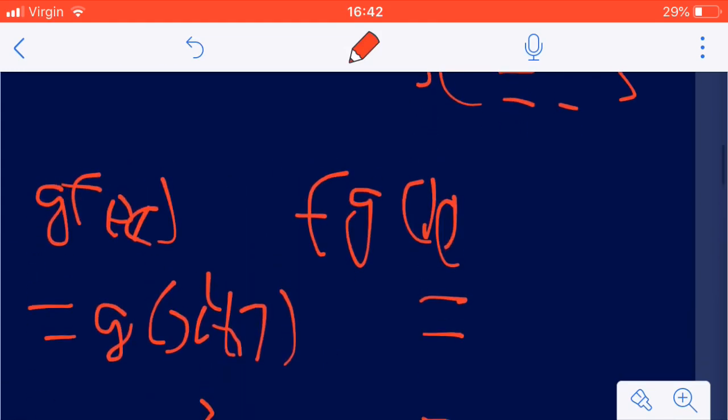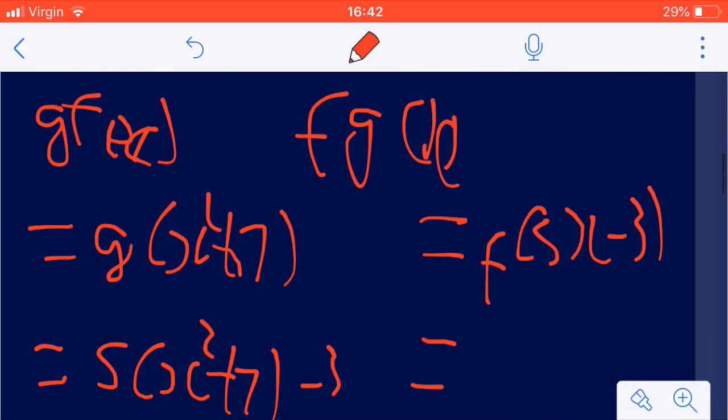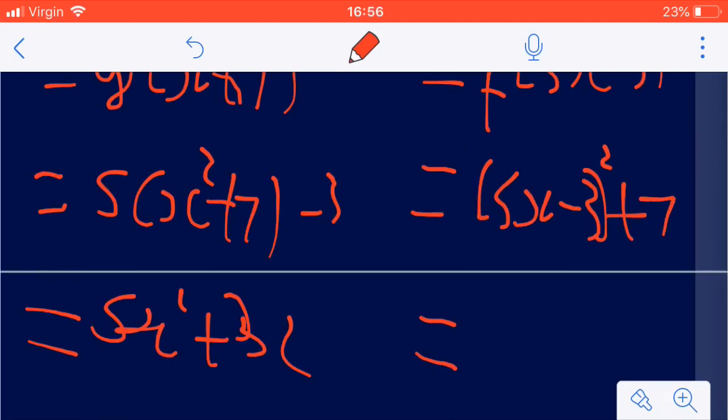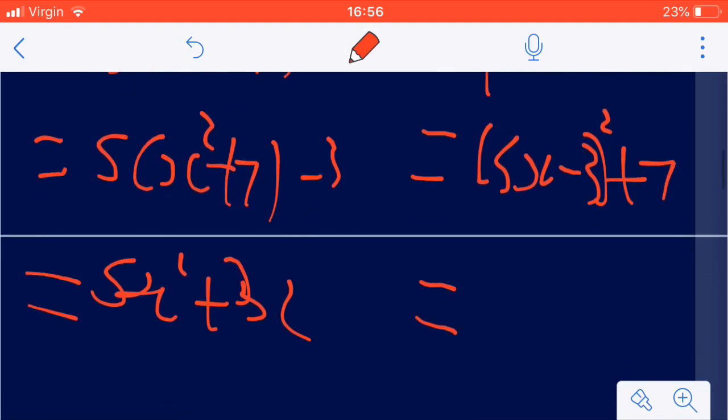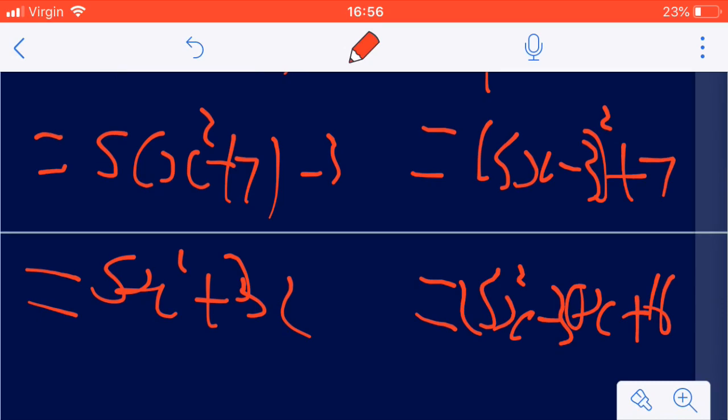Okay, and then if we do it the other way around, if we do g of x first, we get 5x minus 3. Then if we do f of that, so square all of that, all of it, plus 7. Okay, and then so we go through it, 5x squared is 25x squared, 5 times minus 3 is minus 15, we need to double it to minus 30x, 3 squared is 9, plus 7 is 16. And it's quite clear that they are not the same.